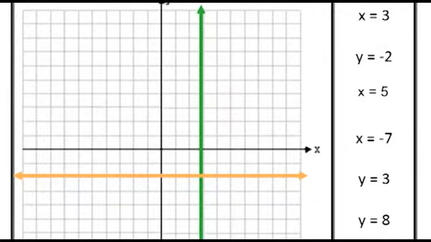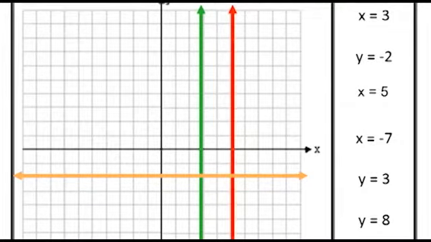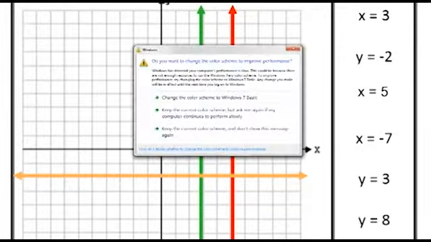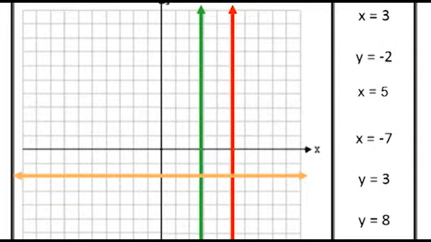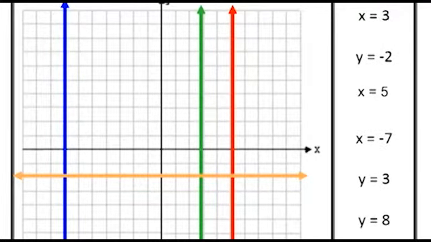X equals 5. I'm going to count along until I hit 5: 1, 2, 3, 4, 5. That's the x-intercept, perpendicular to the axis. X is -7, so I go to -7: 1, 2, 3, 4, 5, 6, -7. It's going to be perpendicular, so a vertical line at -7.